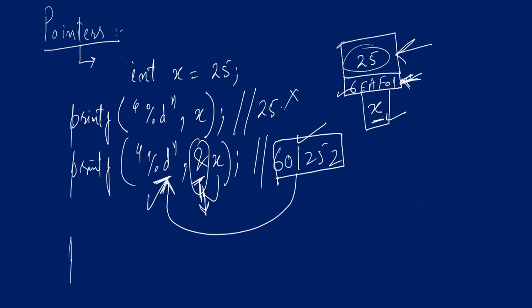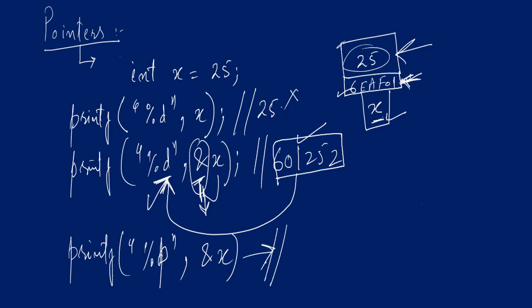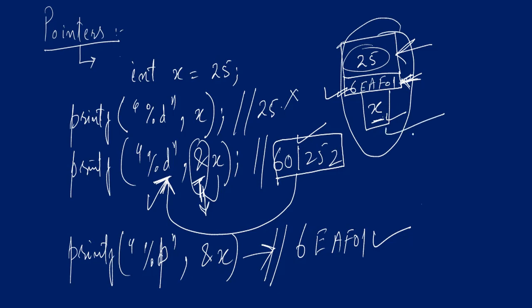Now if I write printf, instead of %d, I will write %p and &x. This time, this will give me the exact address, 6EAF01. This will give me the exact address, that is the address of the location whose name is x. This is the basic concept of pointer. In the next tutorial, we will make a program on this. Thanks.